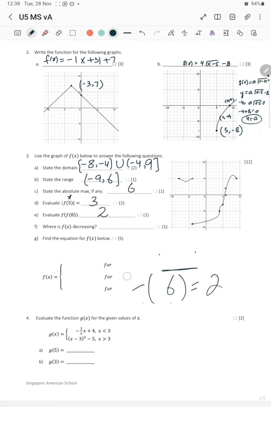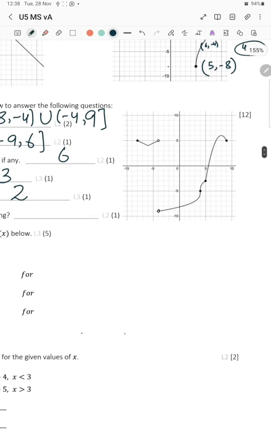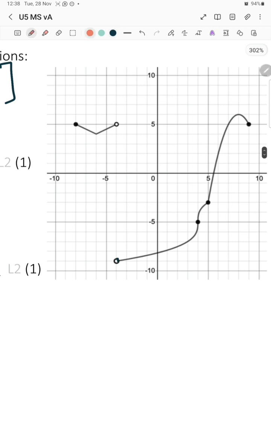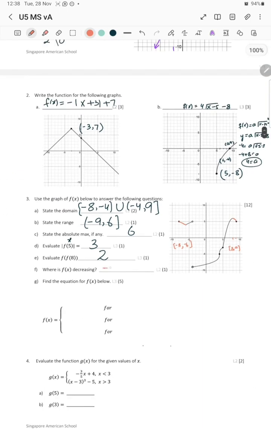Where is f of x decreasing? Decreasing. So I'm going to color the points where it is decreasing, coming down. So it is -8 closed interval to -6 closed interval. This is going up, up, up, and here it is decreasing. This is decreasing from 8 to 9 closed interval. So decreasing -8 to -6 closed interval, union 8 to 9 closed interval.